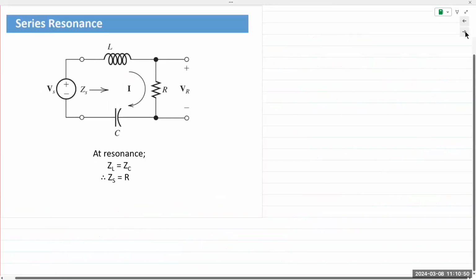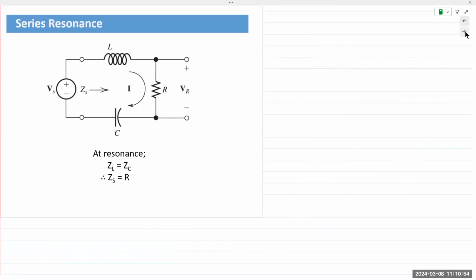Okay, first up is the series resonant circuit. Now, resonance is a phenomenon that occurs in nature. We all have at some point come across examples of mechanical resonance. So here's an example of series electrical resonance. What happens here is we have two energy storage devices, L and C, and the circuit is an RLC circuit.